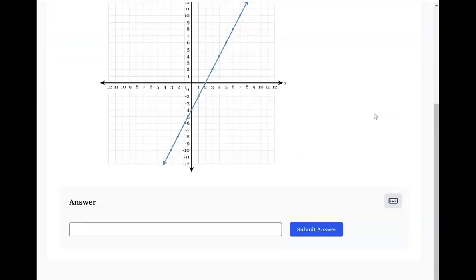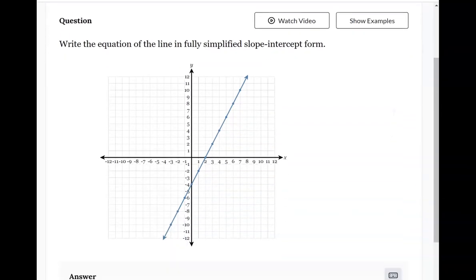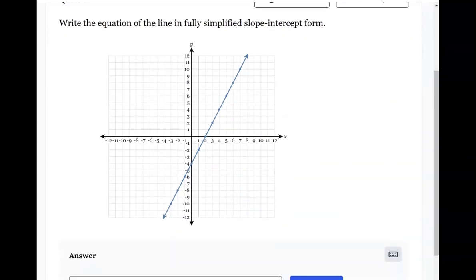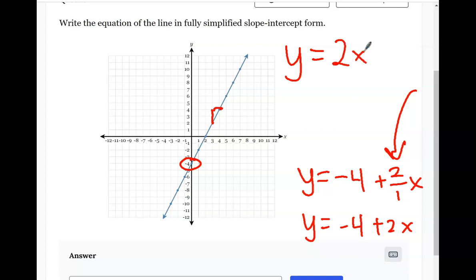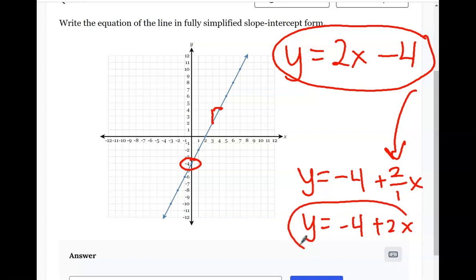Let's try another one. Okay, for this equation, I see a y-intercept down here at -4, and then I see a slope of up 2 over 1. Up 2 over 1. Don't forget slope gets an x. Now this can actually be written simpler. So 2 divided by 1 is 2, so I could write this sentence. Or if I'd like, I could reverse the order and put my slope in the front and my y-intercept at the end. This is acceptable. This is also acceptable.